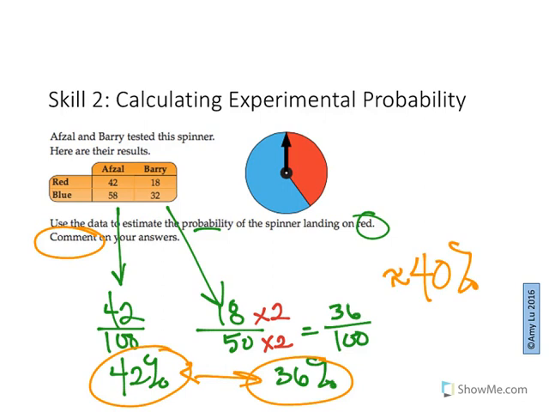Because Afzal lands on it 42% of the time, and Barry lands on it 36% of the time. So somewhere around 40% is what I would predict. And that's it.